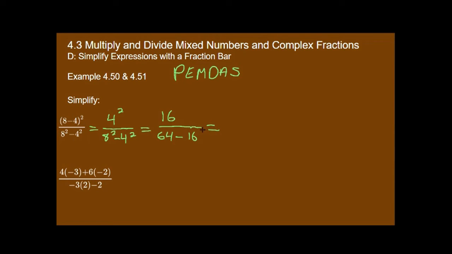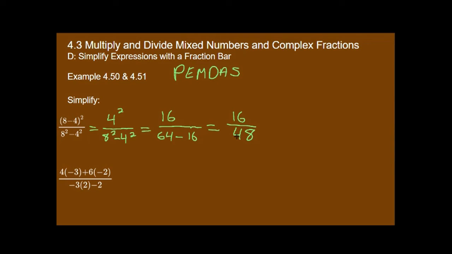Right? So now there are no more steps to deal with in the numerator, but we want to deal with the subtraction in the bottom. So let's go ahead and subtract that out. We're going to carry the 16 over here, just copy it over. And we have 64 minus 16 is 48. Okay, so we have 16 divided by 48.